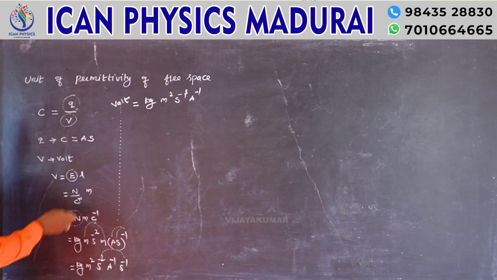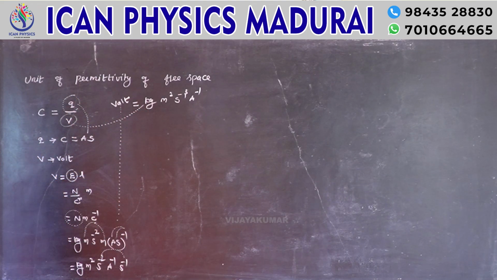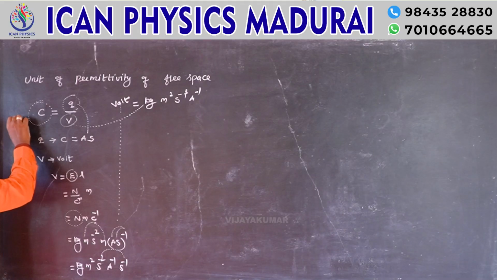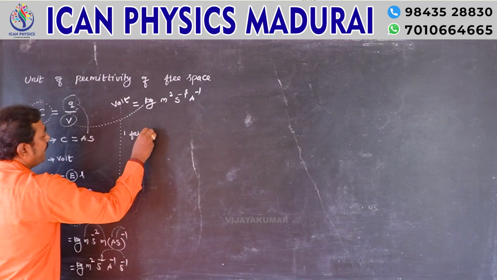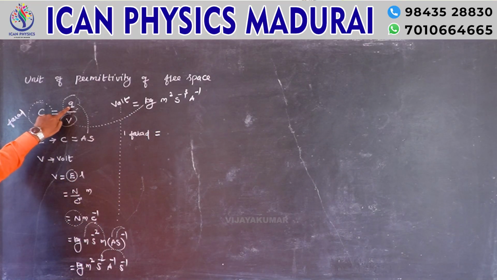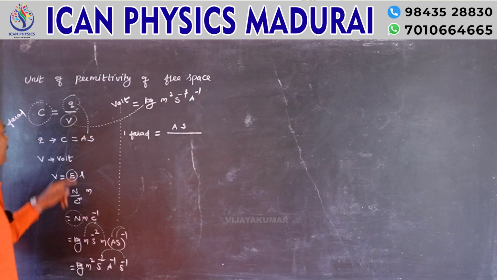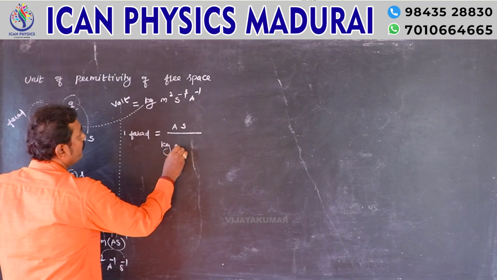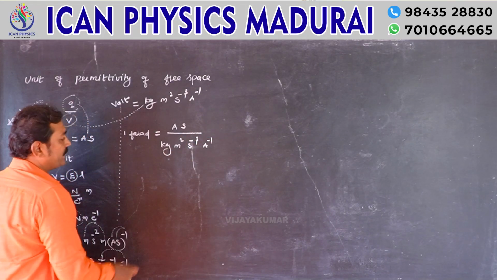So, now we know the unit of charge and also the equivalent unit of volt. Then we can calculate the unit of capacitance. The unit of capacitance is farad. So, 1 farad equal to charge, its unit is ampere second, divided by volt. So, what is the unit of volt? Kilogram meter square, second power minus 3, A power minus 1.